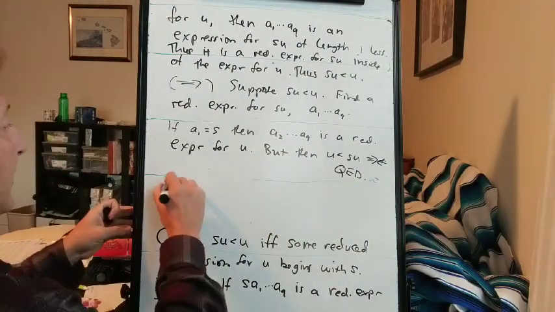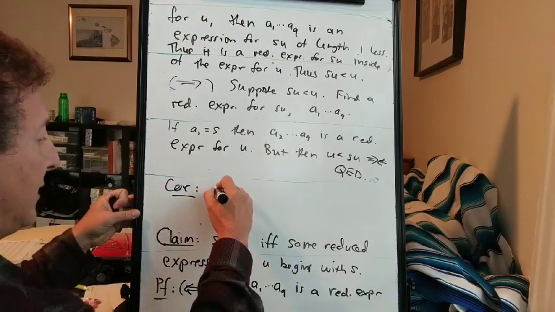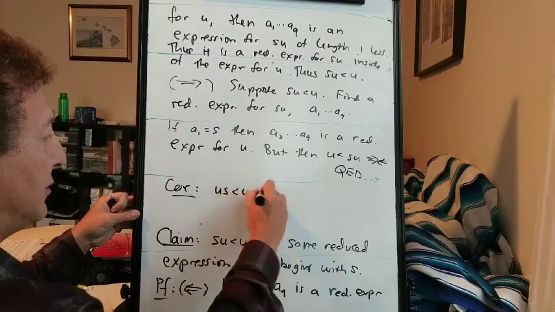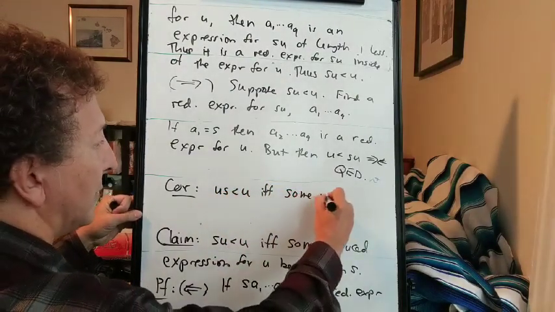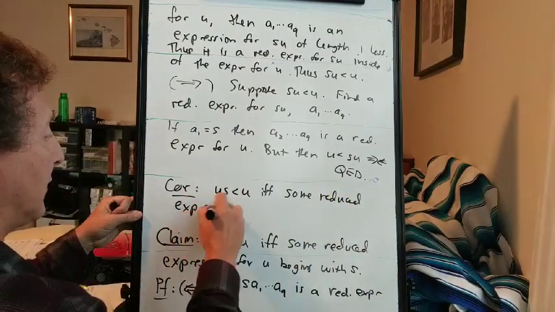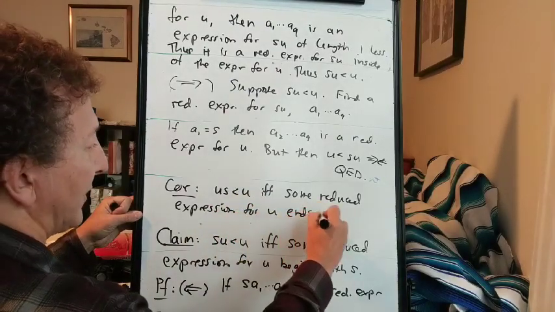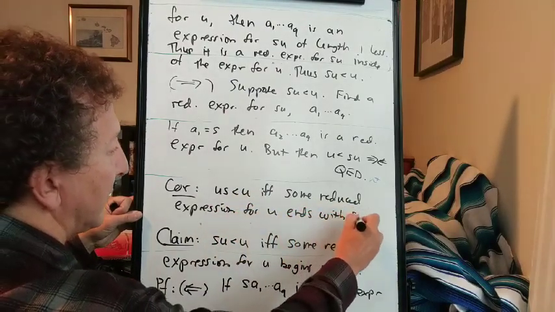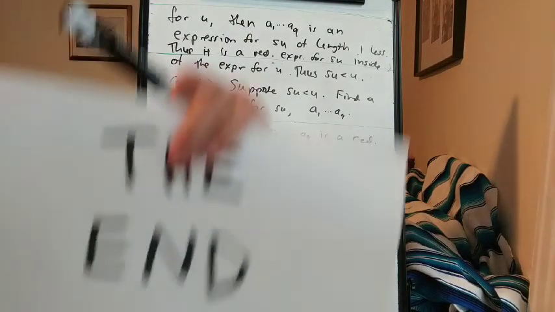Then as a corollary, we have essentially the same statement with S on the right. US is less than U if and only if some reduced expression for U ends with S. The end.